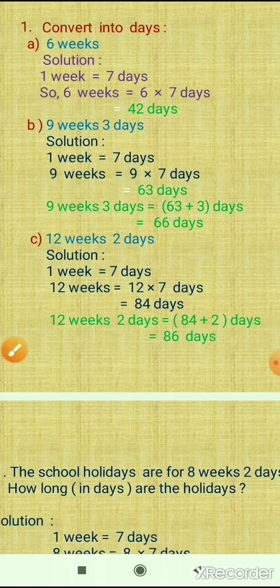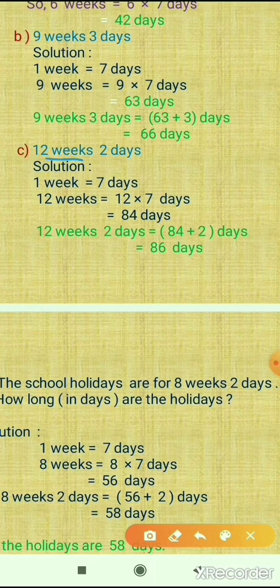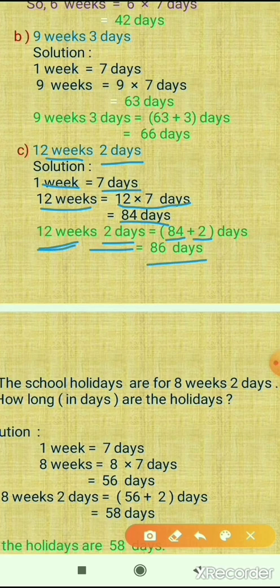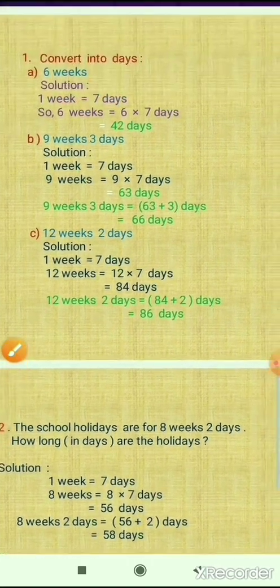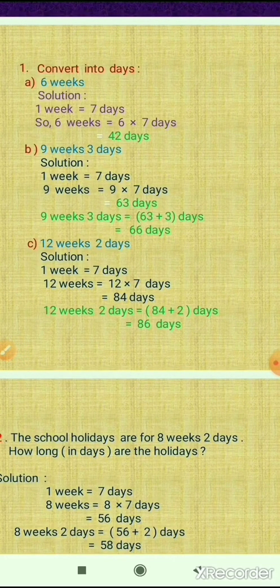So here we convert 9 weeks 3 days into 66 days. Okay, now see the next example. 12 weeks 2 days. Okay, so 1 week is equal to 7 days. So 12 weeks is equal to 12 multiplied by 7 days. 12 sevens are 84 days. So 12 weeks means 84. To that we add 2. 84 plus 2, 86 days. So here we convert 12 weeks 2 days into 86 days. In this way, in the first question, we convert weeks into days by multiplying by 7.